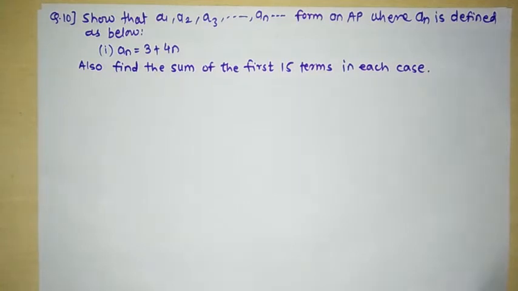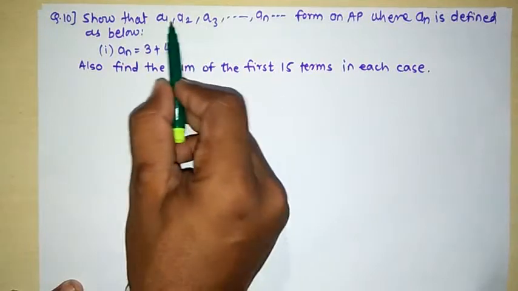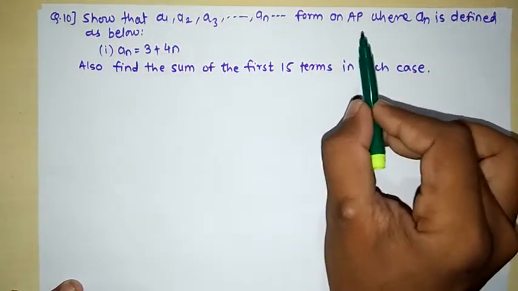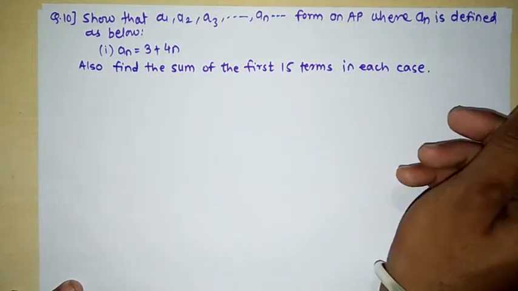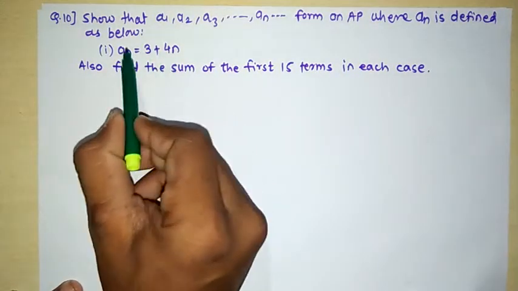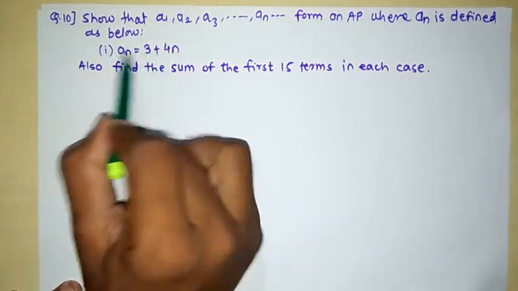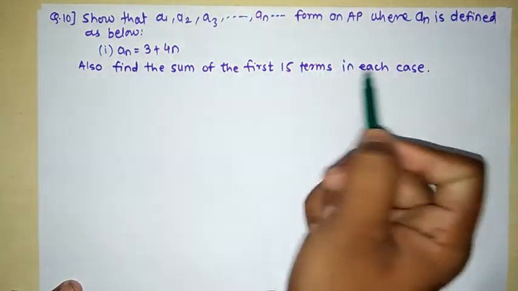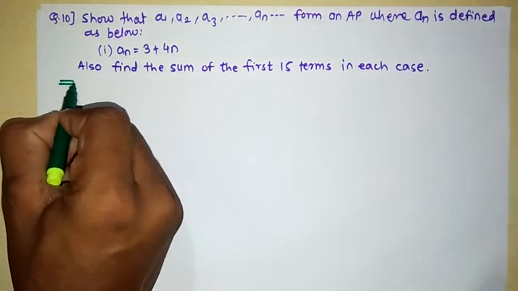Now we will see question number 10. See here what is given in question number 10. Show that a1, a2, a3 and so on form an AP. That we have to prove, we have to show here. And where an, that is the nth term, is defined as an is equal to 3 plus 4n. This is how the nth term is expressed for this particular question. We have to use this expression. Also find the sum of the first 15 terms in each case. In each case we will find the sum of the first 15 terms. Let us see.